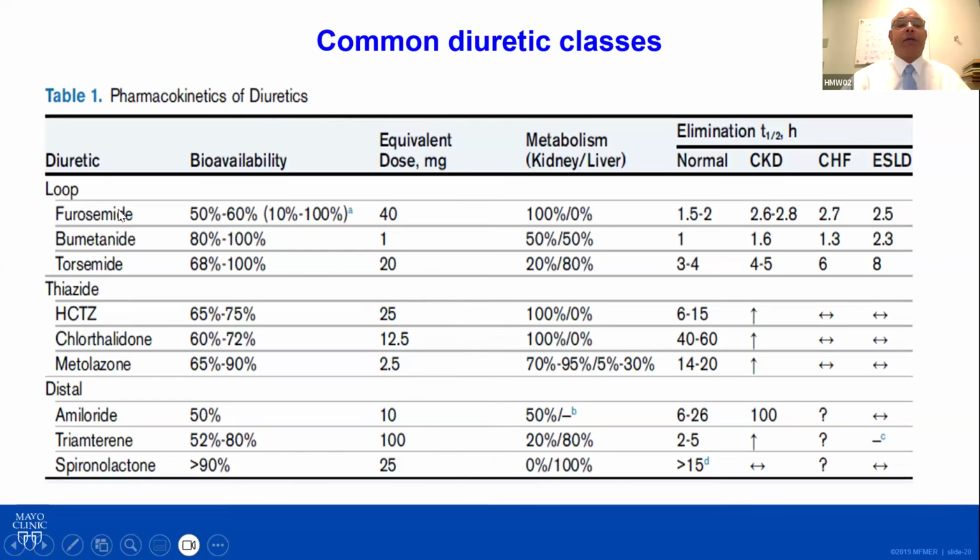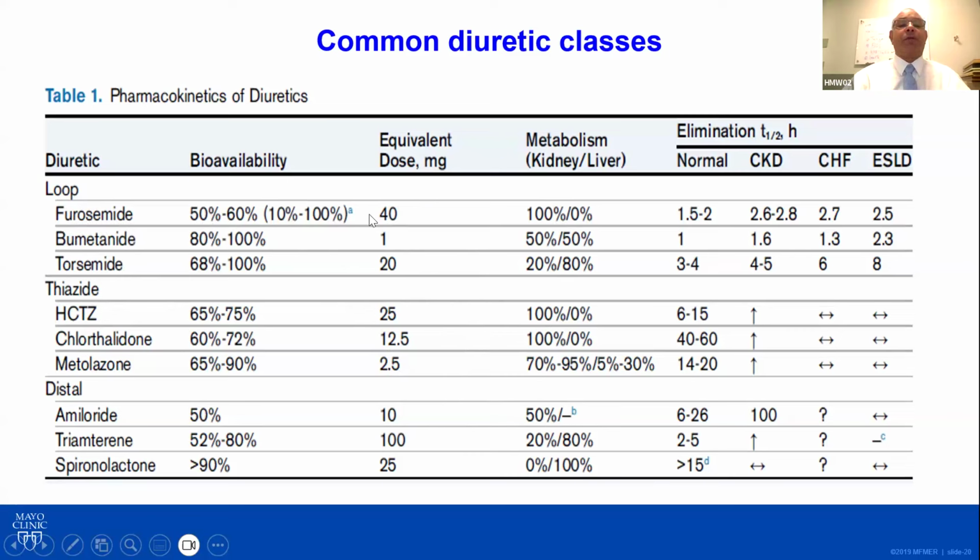So loop diuretics come in different flavors. They're not all the same because they have different bioavailability and metabolism. So Lasix, for example, furosemide, only 50% gets absorbed. If you're going to give 40 milligrams IV, the full 40 milligrams would be delivered into the circulation.